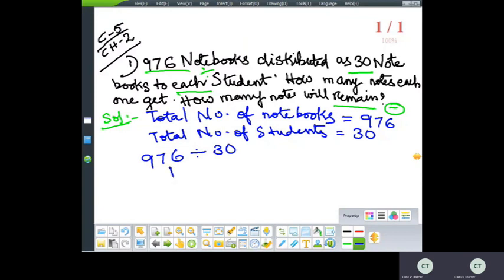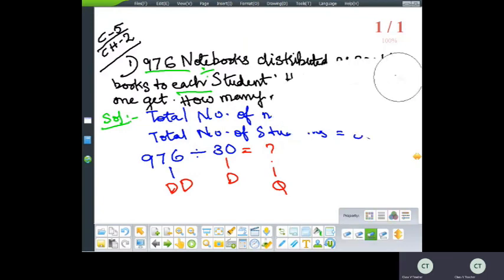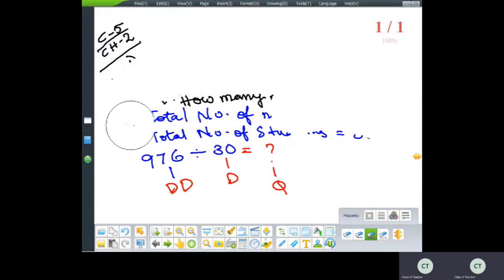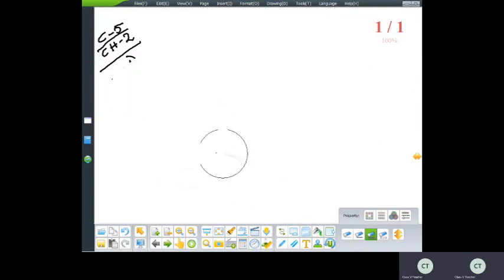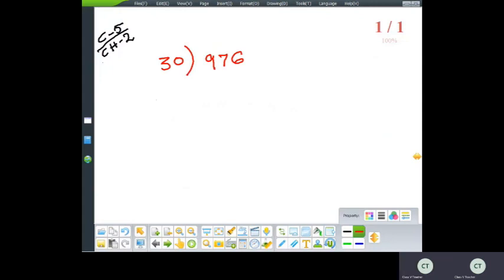So what is this? This is the dividend and this is the divisor. Whatever answer you get, that is the quotient. Okay. So let us do the division freshly, because we need the place to do the division. Let me erase this one. So 976 divided by 30.